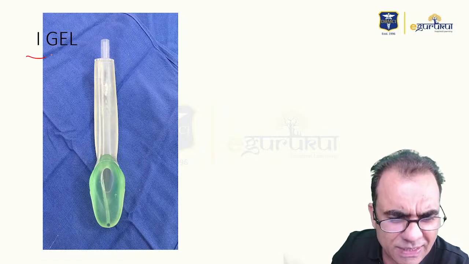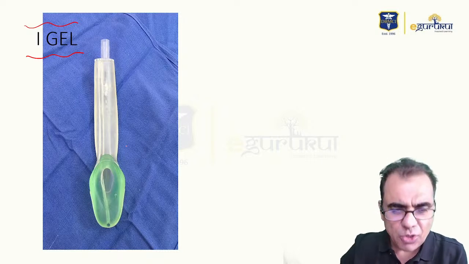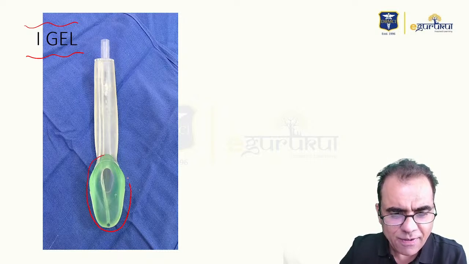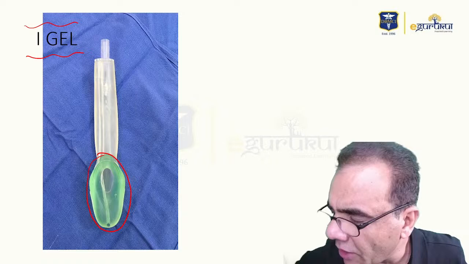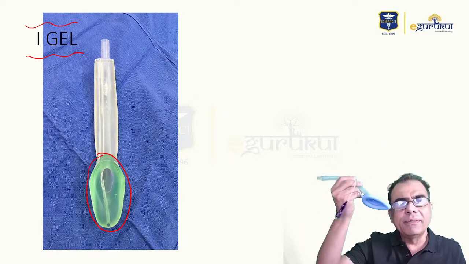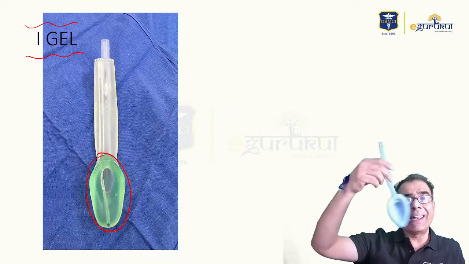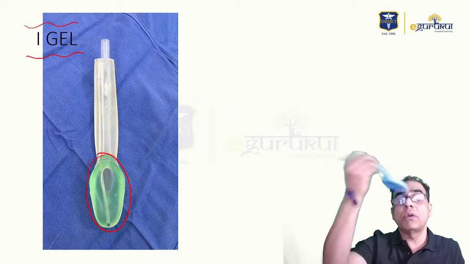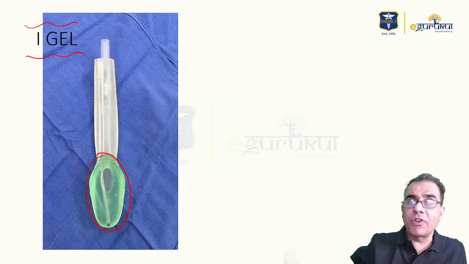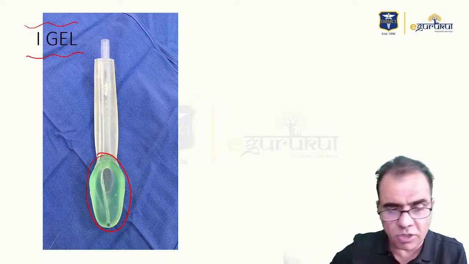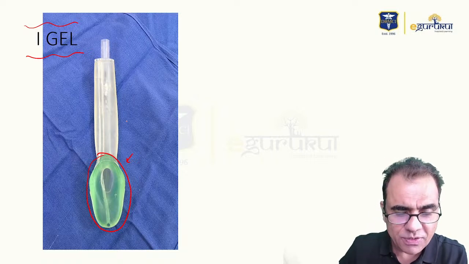Then one more type of second generation LMA, which is very commonly used in India, is iGel. The cuff is pre-filled with a gel. So all cuff related problems are avoided. By chance the cuff may get deflated, and then you will not be able to ventilate. LMA can get rotated and cause obstruction, or when you are removing the LMA, the patient may bite the cuff and damage it. All cuff related complications can be avoided because we have a pre-filled cuff, that is iGel, and it is a type of second generation LMA.